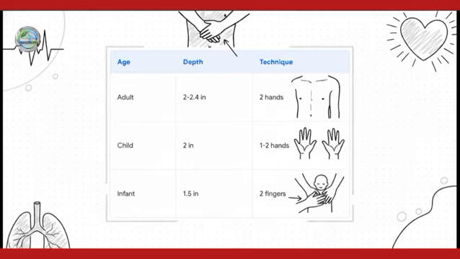Let's break down the exact depths and hand placements you need to memorize. For an adult, it's 2 hands pressing down 2 to 2.4 inches. For a child, you use 1 or 2 hands depending on their size, pressing down precisely 2 inches. And for an infant, you only go 1.5 inches deep using just 2 fingers or the 2-thumb encircling technique if your hands start getting tired.